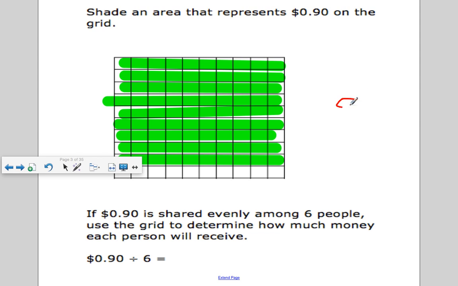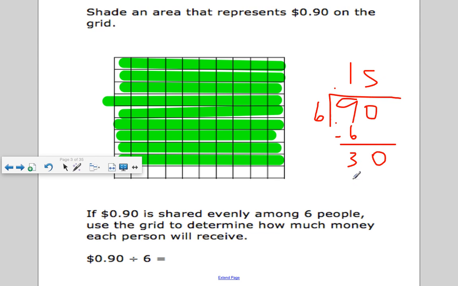I'm going to use some mathematics. So I have 90 cents. I'm dividing it into 6 groups. How many groups of 6 go into 9? 1 group. 9 minus 6 is 3. Bring down the 0. How many groups of 6 go into 30? 5 groups. So I have my answer of 15 cents. So 90 cents divided by 6 is equal to 15 cents.